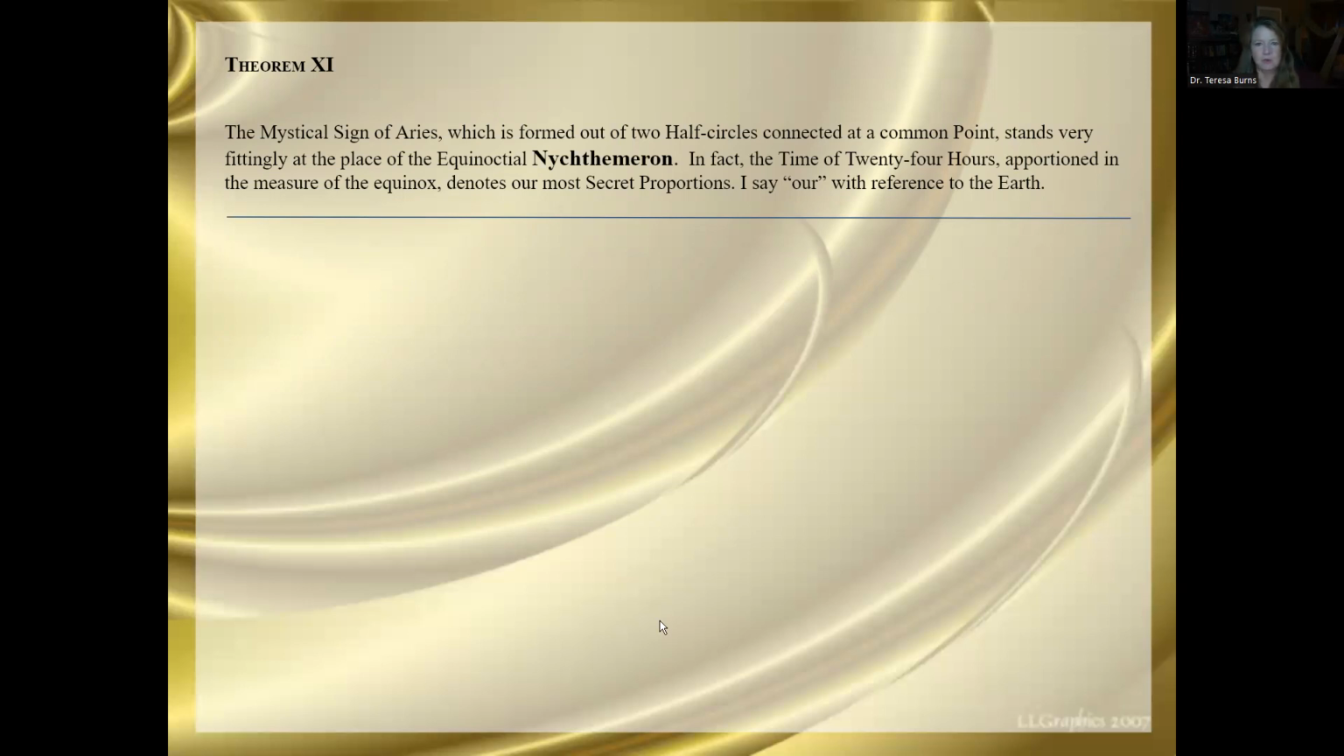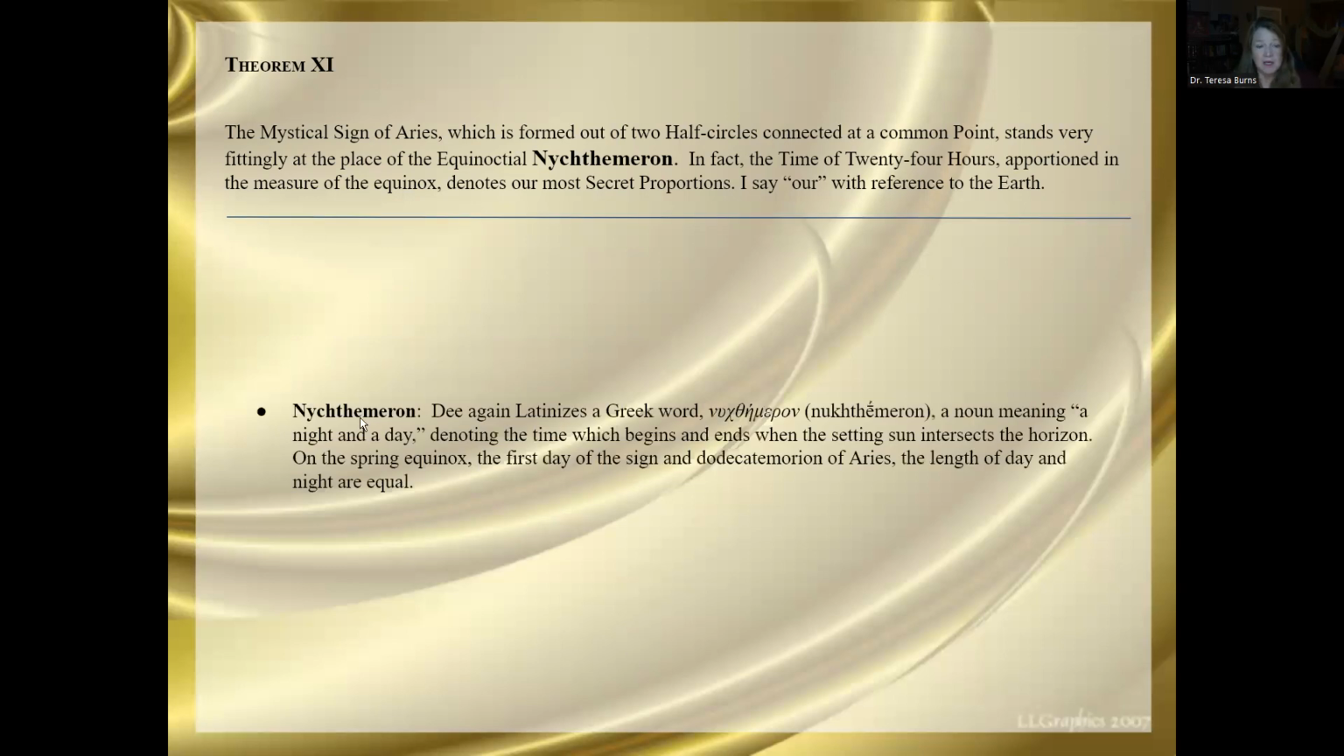So what this word means, I'll get to in a minute, but you can infer it from the next sentence. In fact, the time of 24 hours apportioned in the measure of the equinox denotes our most secret proportions. I say "are" with reference to the earth. So now we're in the physical earth, the one we're standing on, which is also the Sephira Malkuth.